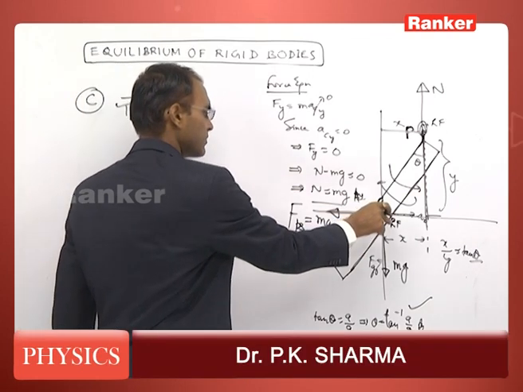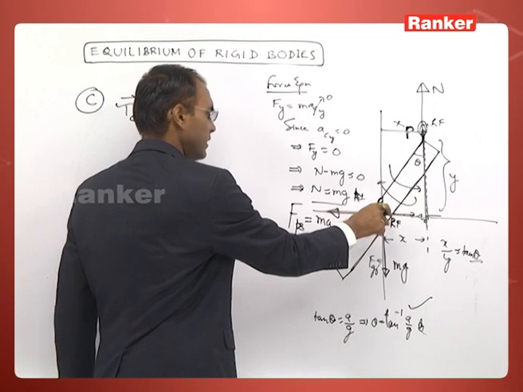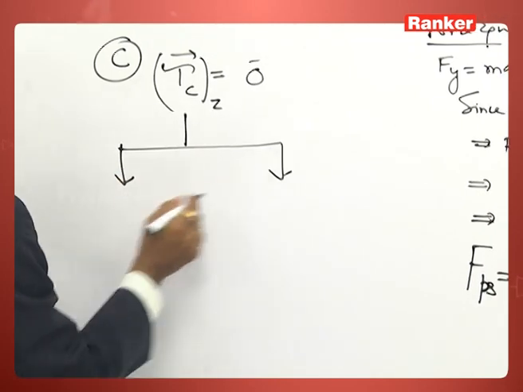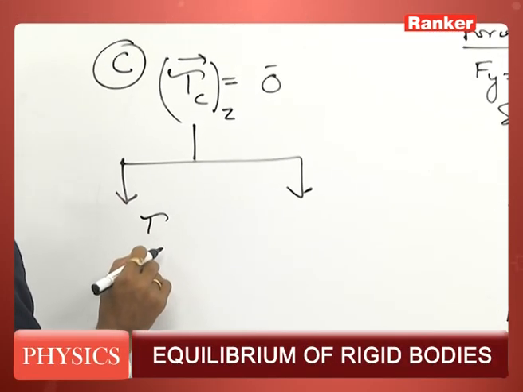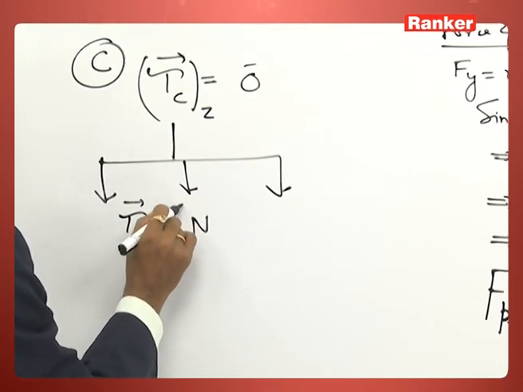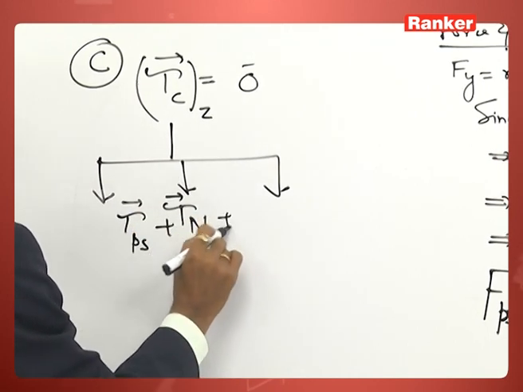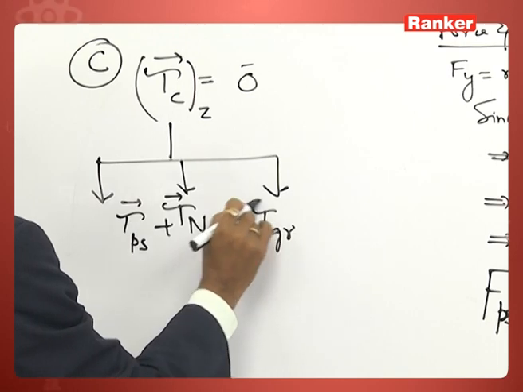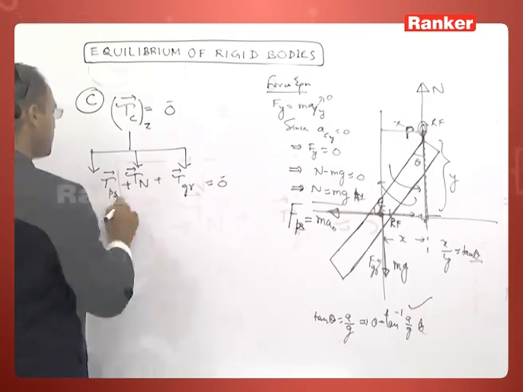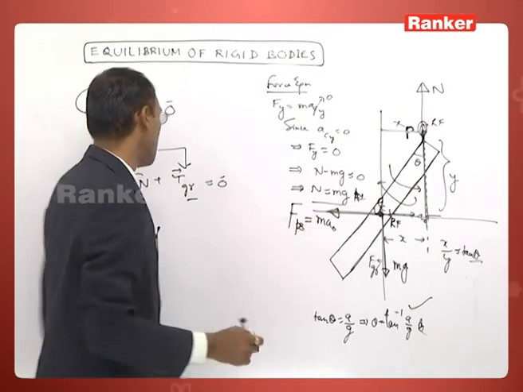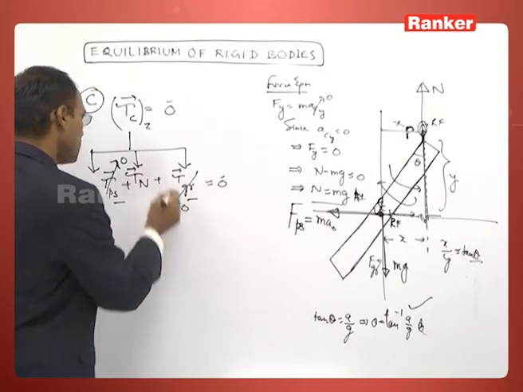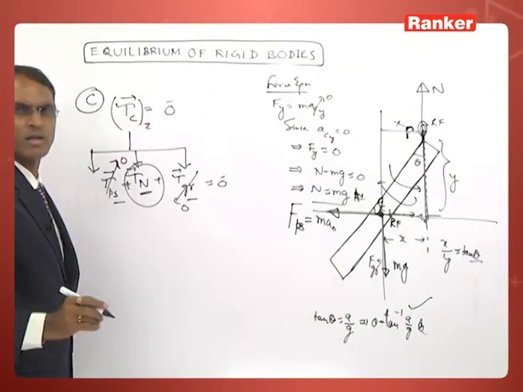Always you have to mention or remember that the axis is the z axis passing through the center of mass. So this torque has components due to pseudo force, due to normal reaction, due to gravity, and is equal to 0. Gravity and pseudo force pass through the center of mass, therefore their torque will be 0. That matter we have discussed in the concept of torque. The torque is produced by the normal reaction.